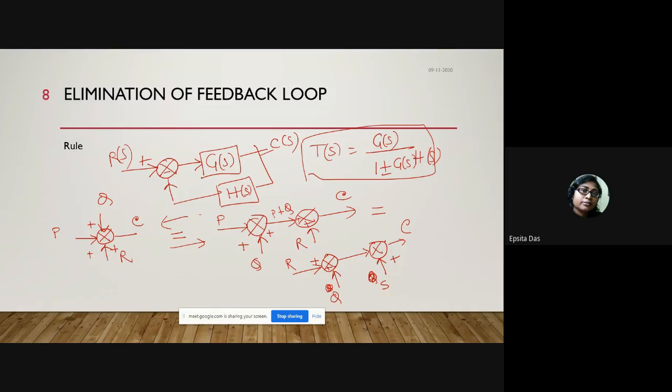You will understand it better if I give an example of it, and by using a few examples we will discuss in our next classes. If you have any question, you can tell me. Otherwise, I will stop sharing.